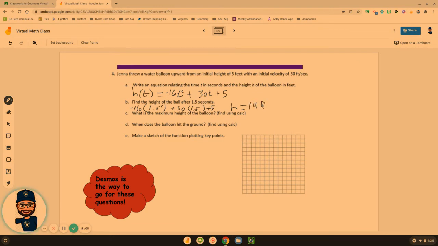The height of this water balloon after 1.5 seconds, it's already coming back down because it's at 14 feet. What is the maximum height of the water balloon? When does it hit the ground? These are questions that we're going to have to answer by using Desmos, right? The only way to answer the maximum height, which is the vertex, and figure out when it comes back to the ground, is by going to Desmos and punching in our equation.